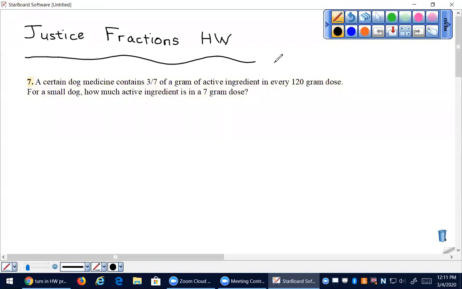Okay, so first let's read the problem. A certain dog medicine contains 3/7 of a gram of active ingredient for every 120 gram dose. For a small dog, how much active ingredient is in a 7-gram dose? So, what kind of problem is it going to be? Which of my math toolbox tools do I use?